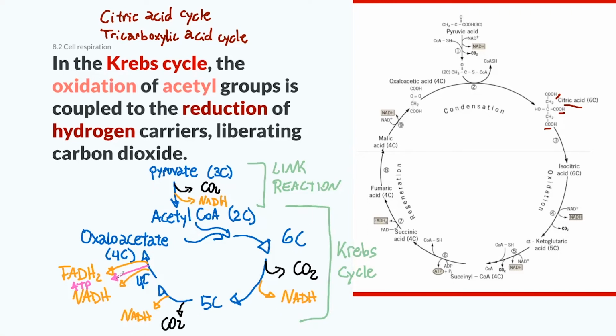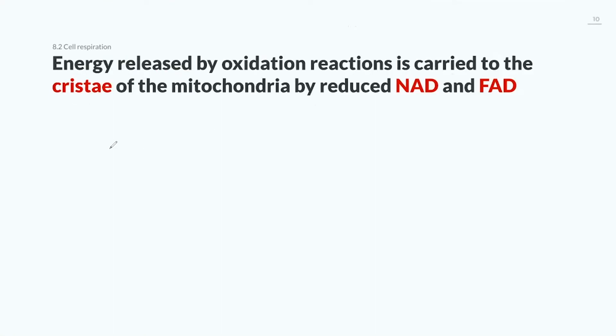Now we're going to take these electron carriers to the electron transport chain. So the energy released by oxidation reactions, what oxidation reactions? Glycolysis, link reaction, and Krebs cycle. The energy released by the oxidation of the molecules, starting all the way back with glucose, is carried to the cristae of the mitochondria by the reduced electron carriers. What are the cristae?